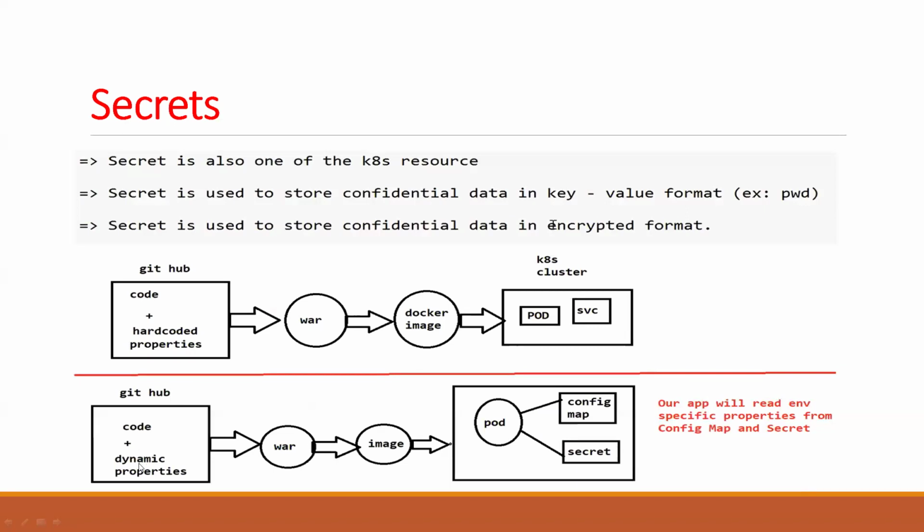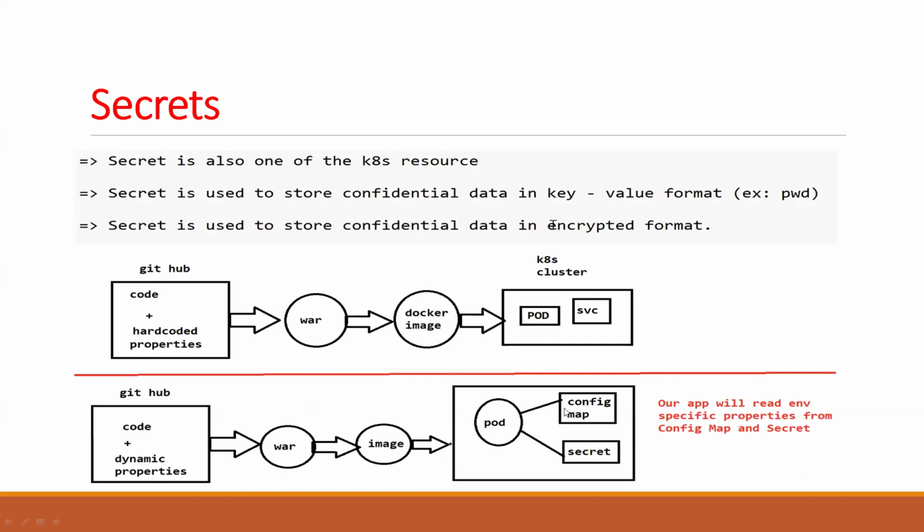Here is the GitHub code with dynamic properties. Here are the hard coded properties, and here are the dynamic properties. So we have an image, a Docker image, and a pod. For the pod, we can create the config map and secret YAML files, the manifest files.